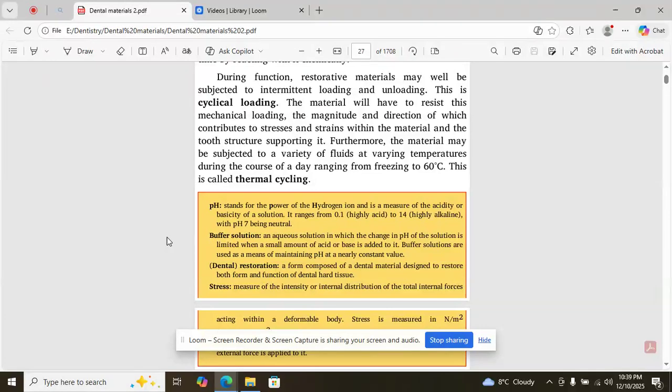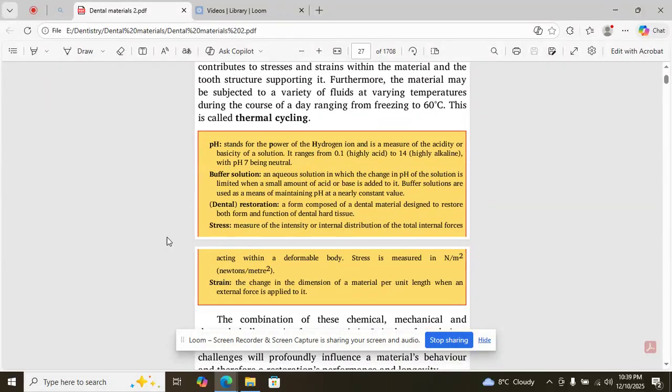Buffer solutions are used as a means of maintaining pH at a nearly constant value. Dental restoration: a form composed of a dental material designed to restore both form and function of dental hard tissue.